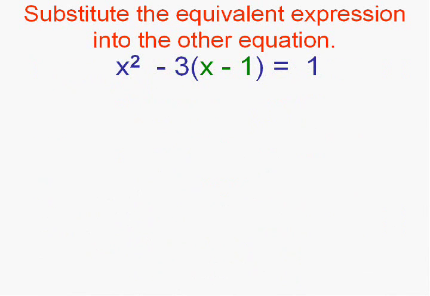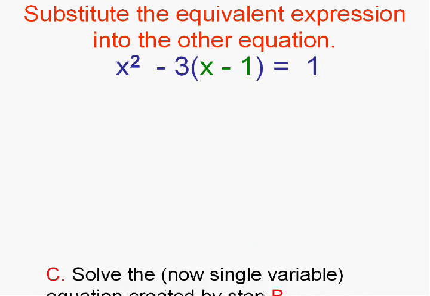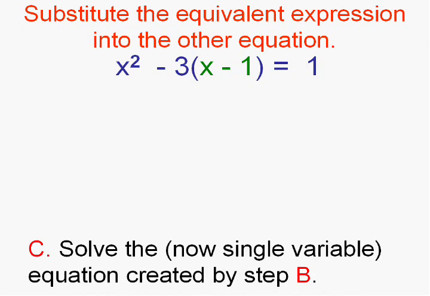Now what am I going to do? Well, this is a quadratic equation because it has an x squared. But we know how to solve a quadratic equation, but we also know that we're probably going to get two answers. Let's do it. If I distribute that -3, I get x squared minus 3x plus 3. Recall, a negative times a negative equals a positive.